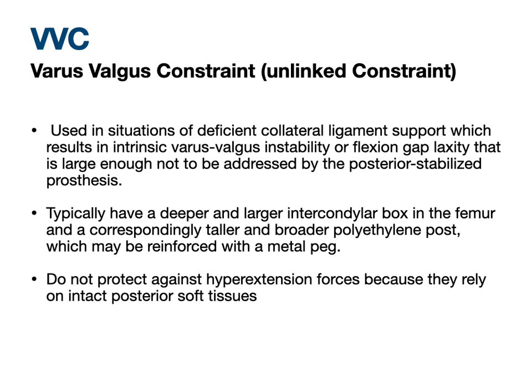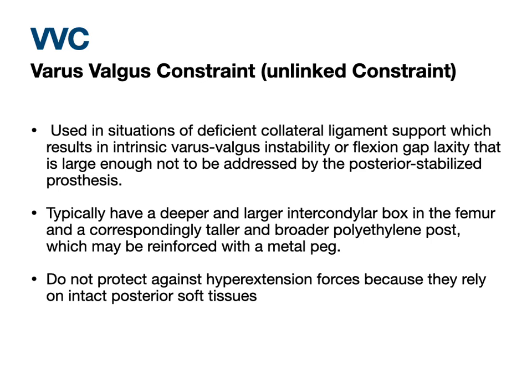The varus-valgus constraint is used in situations of deficient collateral ligament. It is meant to replace the intrinsic varus-valgus instability or a flexion gap laxity that is large enough and cannot be addressed by a simple posterior stabilized implant. They have a deeper and larger intercondylar box and a correspondingly taller and broader polyethylene post, which may sometimes be reinforced with a metal peg for additional strength.